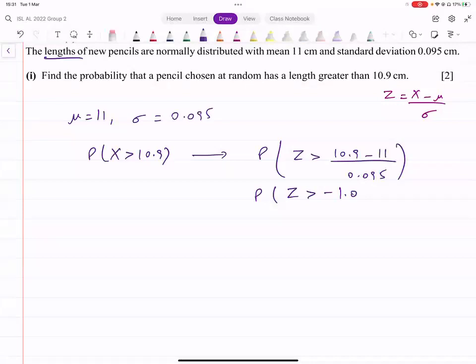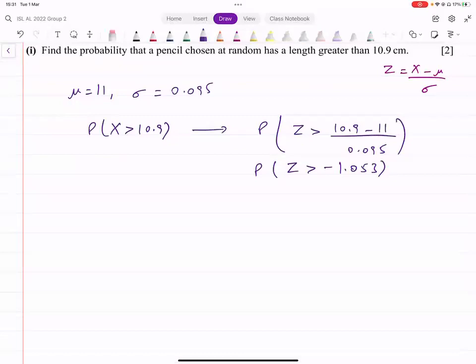Minus 1.053, that's what we have. Now again, we think of the curve. This is how the curve looks roughly. We've got the mean in the middle, which is 0.